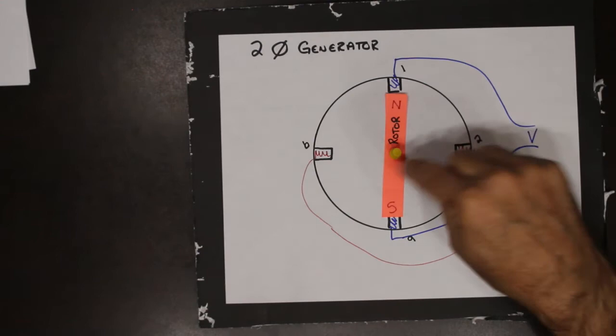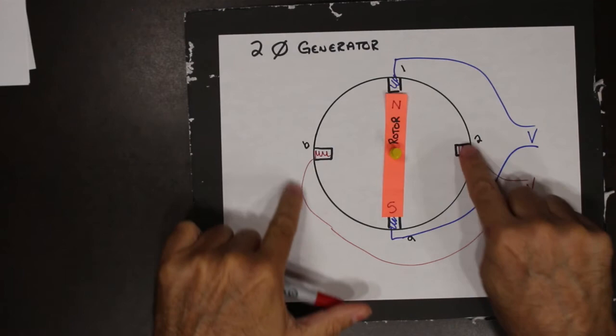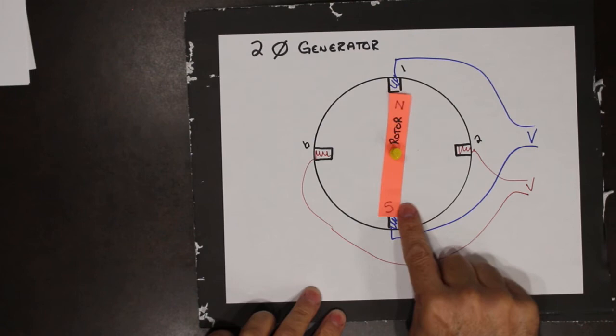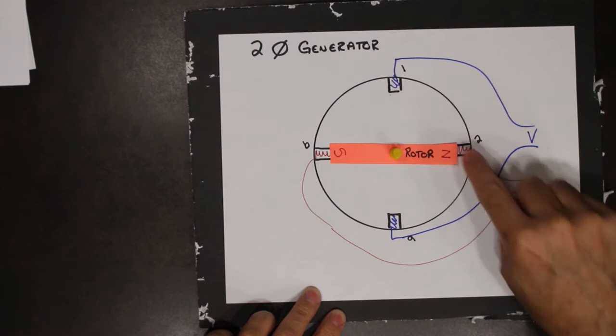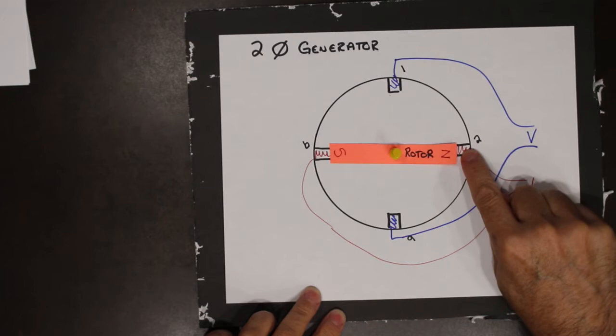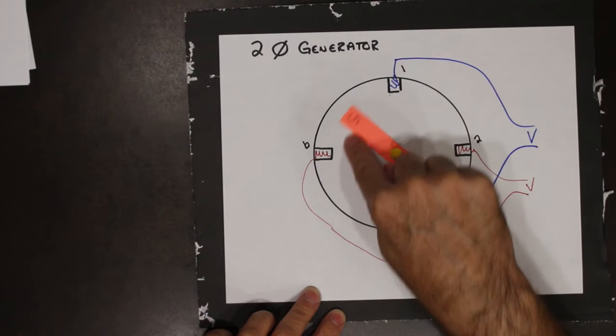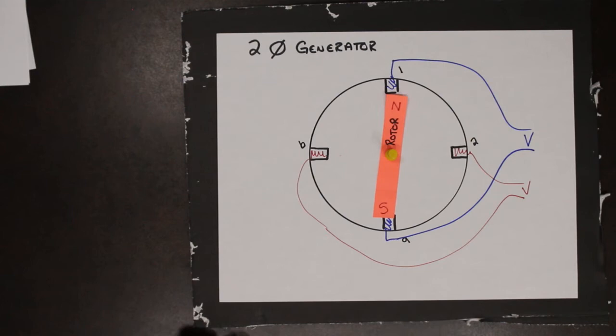But the red coil is embedded into the same generator. It's its own circuit, but it's inside the same generator. So as we spin this around, and we get 90 degrees rotation from the first one, that's when we peak at the second. So these are 90 degrees out of phase. So the voltages that are created in the rotation of a two-phase generator are 90 degrees out of phase.